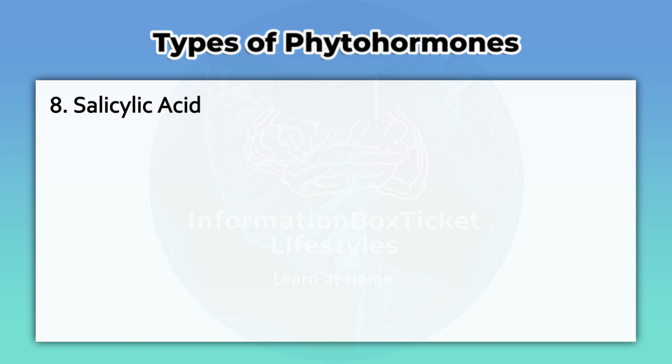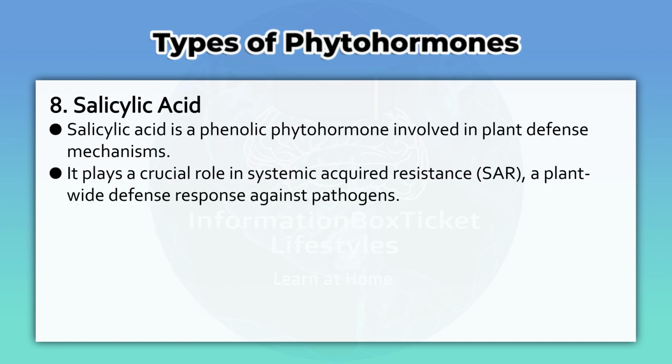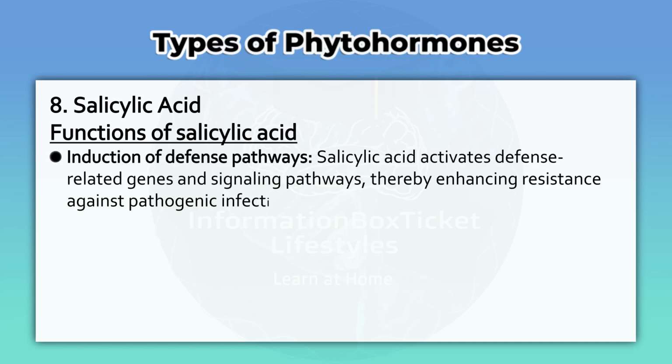8. Salicylic acid. Salicylic acid is a phenolic phytohormone involved in plant defense mechanisms. It plays a crucial role in systemic acquired resistance, SAR, a plant-wide defense response against pathogens. Functions of salicylic acid. Induction of defense pathways. Salicylic acid activates defense-related genes and signaling pathways, thereby enhancing resistance against pathogenic infections.